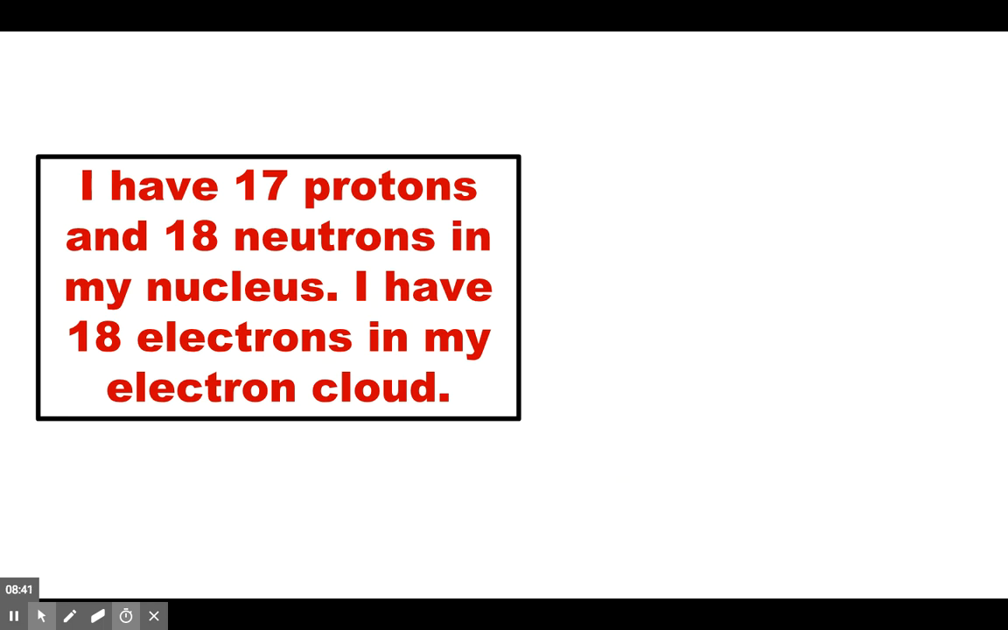I have 17 protons and 18 neutrons in my nucleus. I have 18 electrons in my electron cloud. So first of all, you have to choose which subatomic particle you're going to use to identify your element, and then go ahead and go to your periodic table. So I'll give you a few seconds to find this one on your own.